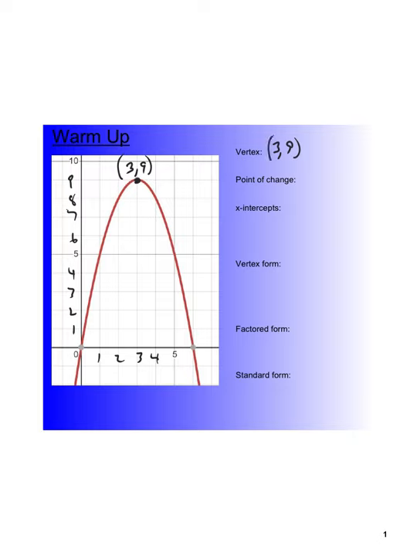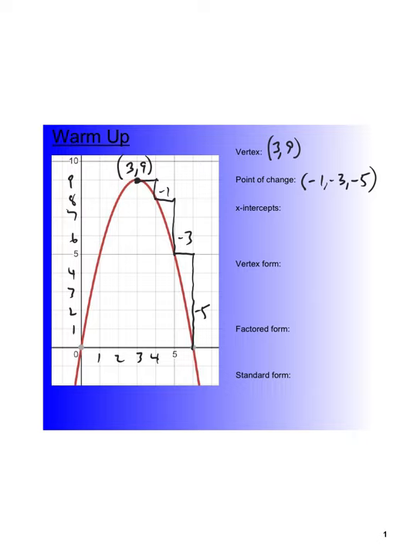Our pattern of change: as we go over 1, we go down 1. As we go over 1 more, we go down 3, and as we go over 1 more, down 5. So our pattern of change here is -1, -3, -5. That tells us what our A value is going to be.